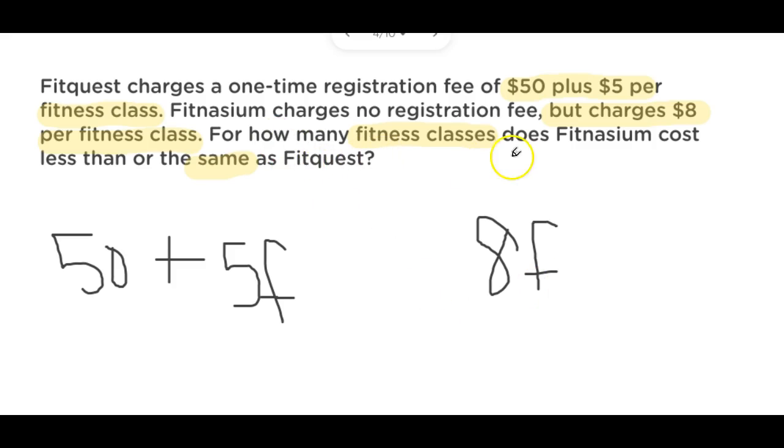Okay? Now, for how many fitness classes does Fitnasium, okay, so we got a less than or the same. So what's happening, right? Right now, this one costs more. Why? Because it starts off with an initial cost of $50. What I want to know is, when will this guy cost more than that guy? Because right now, this guy costs more. Or in this case, it says, when will Fitnasium be less than or the same as that guy? And there's our inequality.